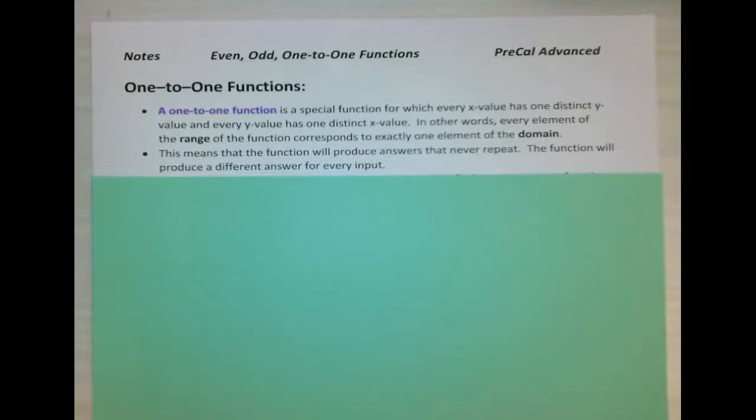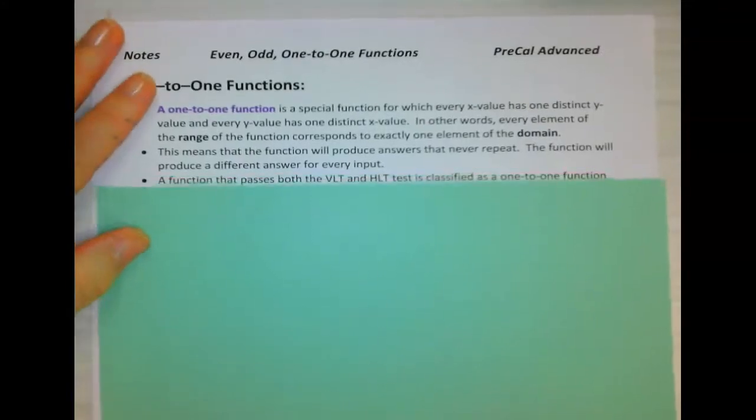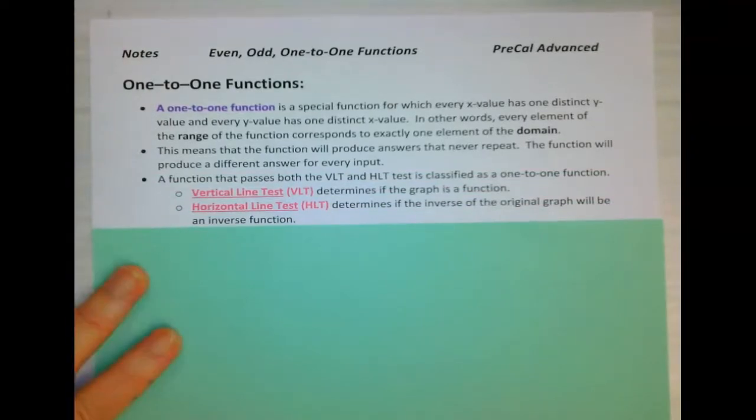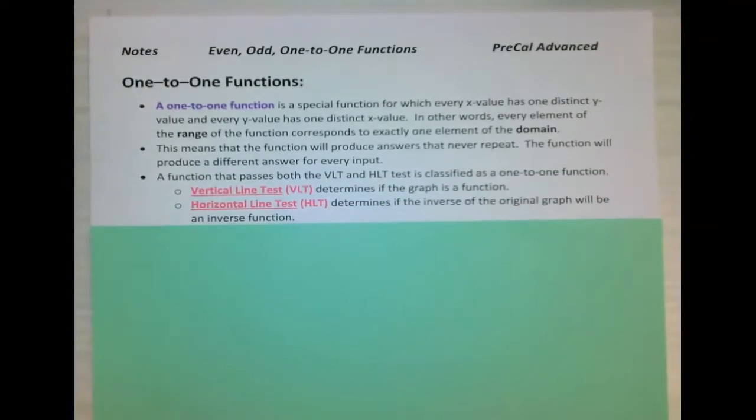This means that the function will produce answers that never repeat. The function will produce different answers for every input. And there's where we started looking at the different line tests last year. And we said that if a function passes both the vertical line and the horizontal line test, then it is classified as a one-to-one function.